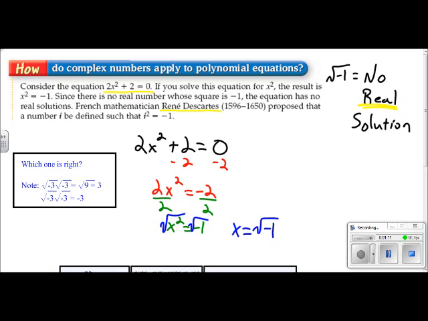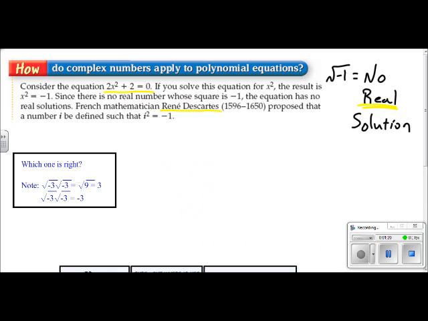But there are imaginary solutions to ones like this, and René was the first to discover what that is. René defined this number i, a kind of variable, a letter, but i is essentially the square root of negative 1. Or the way that he proposed it was i squared is negative 1. So we call it i because i stands for imaginary.